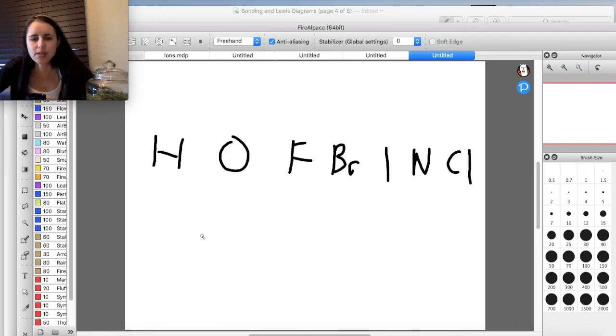Some people like to envision Hofbrinkel the clown or Hofbrinkel the older lady. Whoever you picture in your head, Hofbrinkel helps you to remember which elements are considered to be diatomic. So hydrogen, anytime you see hydrogen by itself, 2 is going to be next to it. Anytime that you see oxygen by itself, 2 is going to be next to it. Fluorine is always going to have a 2. Bromine is going to have a 2. Iodine is going to have a 2. Nitrogen is going to have a 2, and chlorine is going to have a 2.